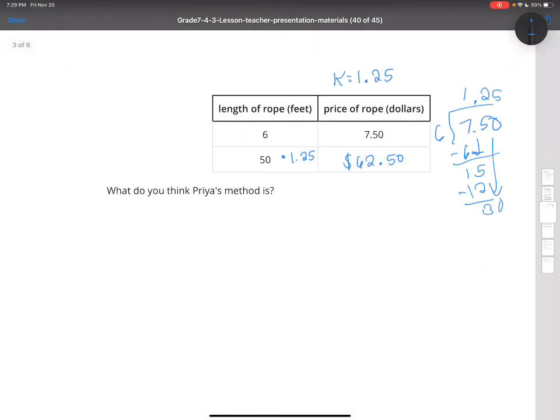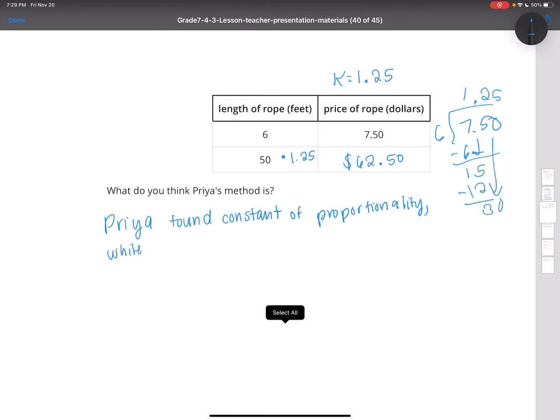And what do you think Priya's method is? Priya found the constant of proportionality, while Kyron found the unit rate.